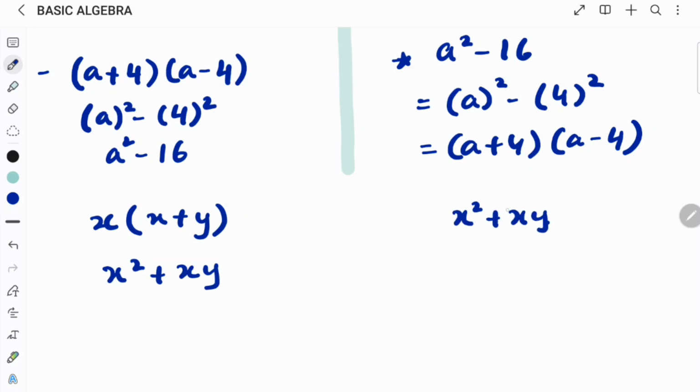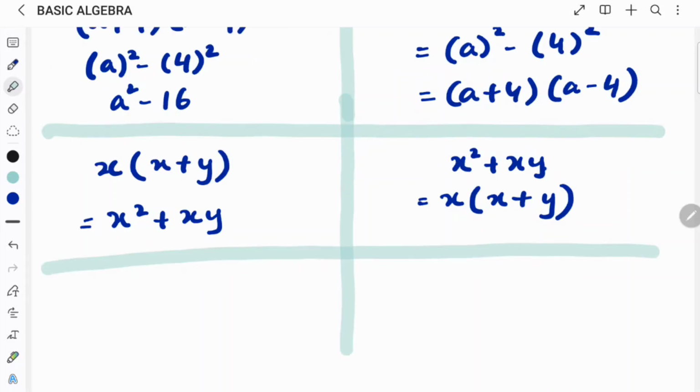So this is a question of factorization. You will take the common thing in all. So x square and x is common, and then what do you do? You write down x plus y, which was the question in the previous part.